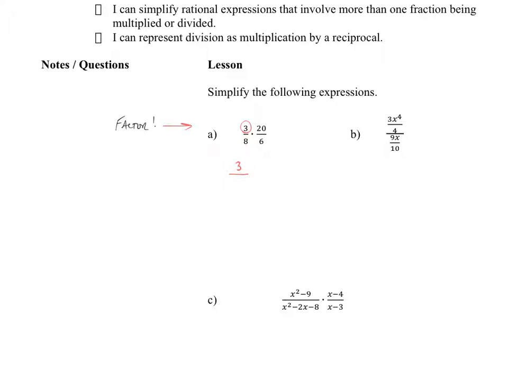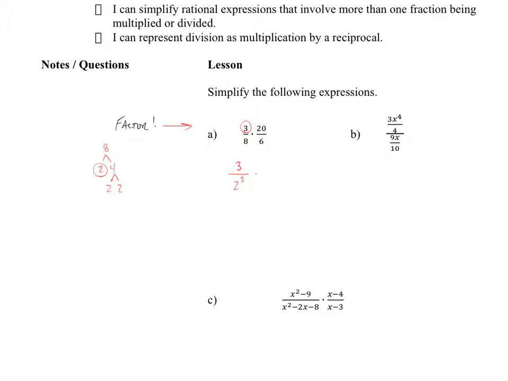But 8, you could break down. 8 is actually 2 times 2 times 2. So if I take 8 and I make a little tree, I could rewrite 8 as 2 times 4. And then 2 can't be broken down any further, but 4 can. So I could rewrite 8 as 2 to the third power.